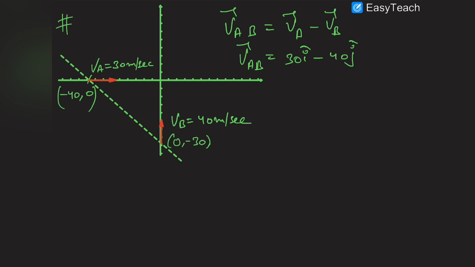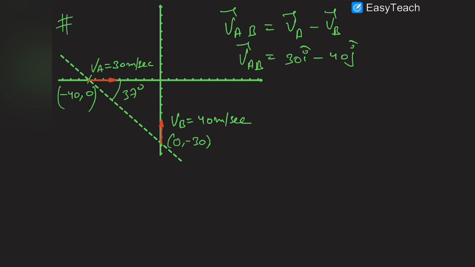I am assuming that B is the observer. You can also assume that A is the observer and find out VBA. Okay, it would not matter. Now you can see that this angle is 37 degrees again, because this is 30 and this is 40, and tan theta is equal to 30 by 40, which is 3 by 4, so theta is 37 degrees.